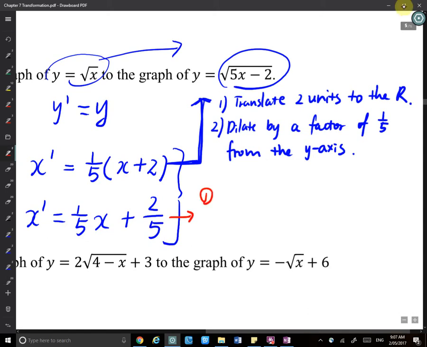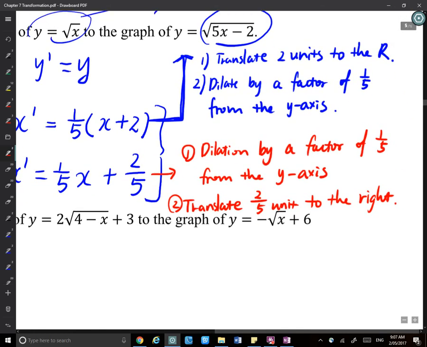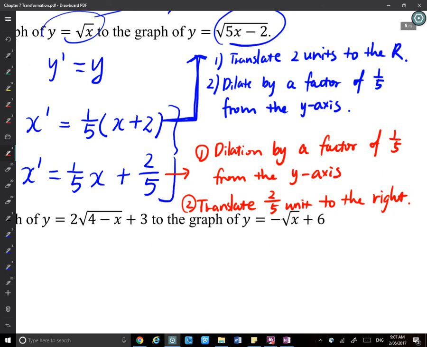That will be number 1, dilation by a factor of 1/5 from the y-axis. Number 2 is add this 2/5, so translate 2/5 units to the right. You can see both answers are correct. It depends on what form you give your x dash, whether it's in the bracket form or the expanding form.